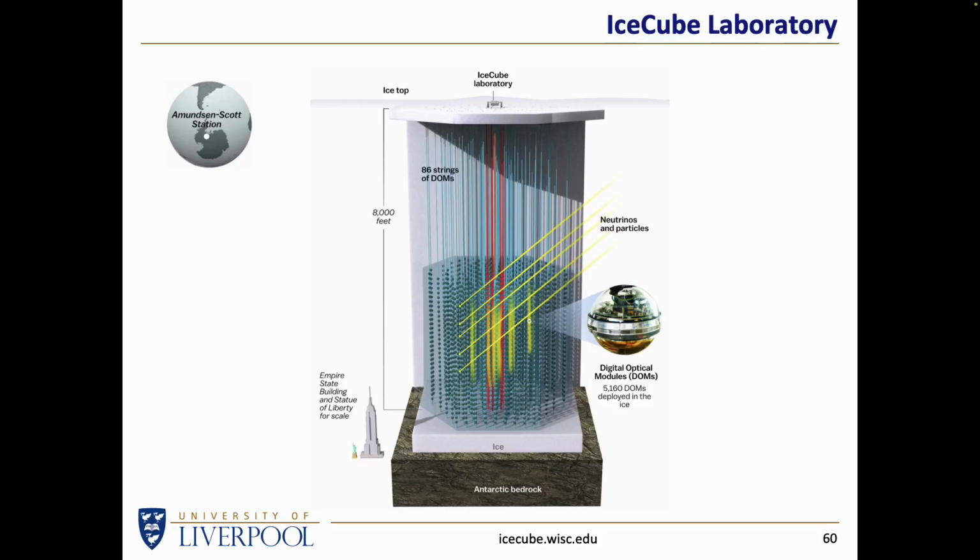You don't need to have air, you don't need to have water. It's water in the Pierre Auger Observatory, it's air in the Cherenkov telescope. Another option is you go to the Antarctic, and there's the IceCube Laboratory sitting on top of the Antarctic ice pack. There's the Antarctic bedrock quite a few kilometers below. If you're having trouble with scale, there's the Empire State Building, and there's the Statue of Liberty.